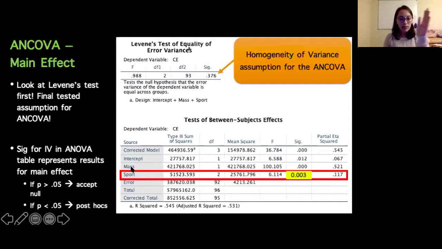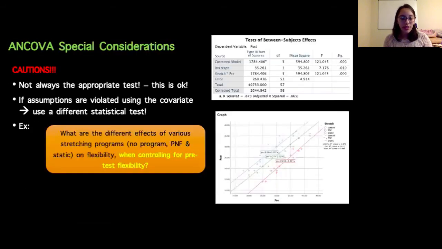So it's a very piecewise process, and I think the flow is pretty simple because you're just connecting dots on ANOVA outputs, and you're just adding a little bit extra to it. Okay. There are some special considerations for ANCOVAs. One being that they're not always the most appropriate test, and that is okay.